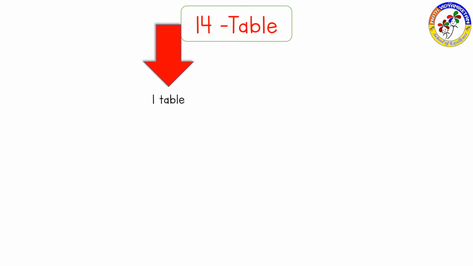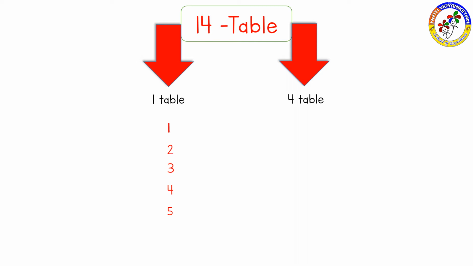So 14 table. In 14 table, left side is 1 and right side is 4. So write as it is. Meeku telusu kada trick. So write one table here. 1 ones are 1. 1 twos are 2. 1 threes are 3. 1 fours are 4. 1 fives are 5. So in 14, the right side number is 4.